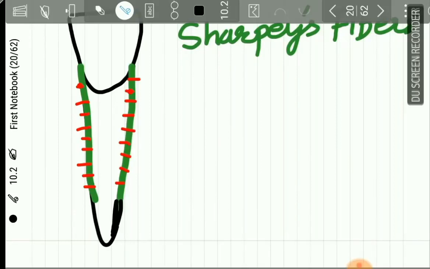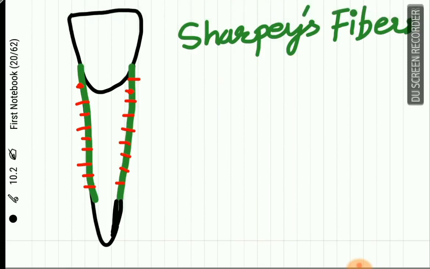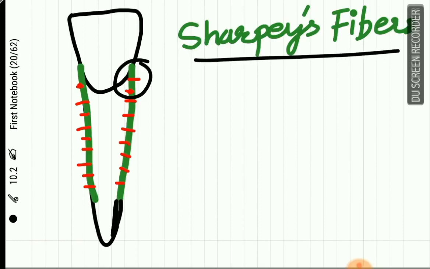Now, the extrinsic fibers of the cementum are perpendicular to the root surface, as shown in this diagram. These fibers are called Sharpey's fibers. When cementum is thin, the Sharpey's fibers cross the entire thickness of the cementum. As shown in this diagram, the red color Sharpey's fibers cross the entire thickness of the cementum.